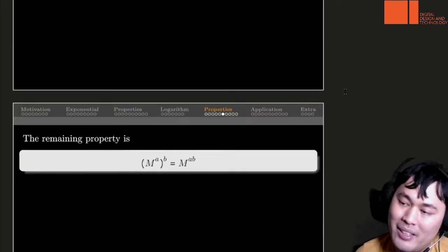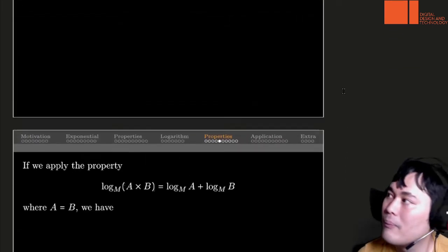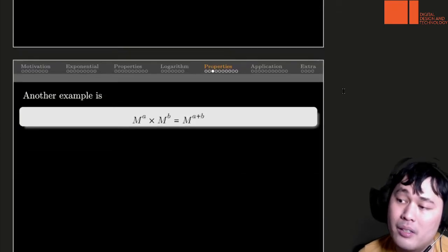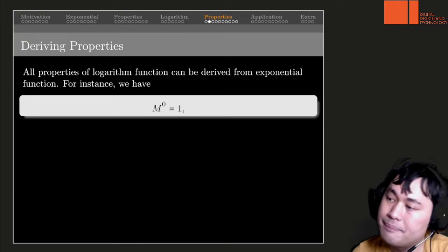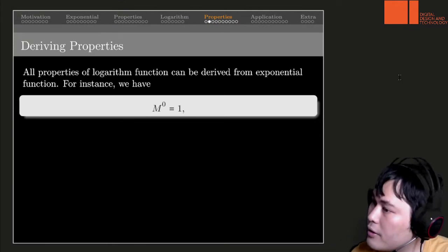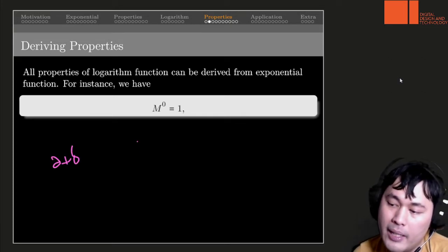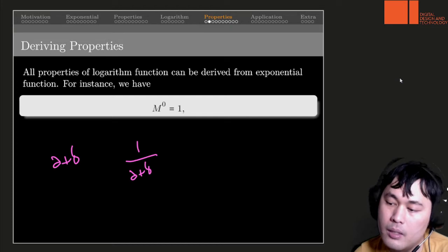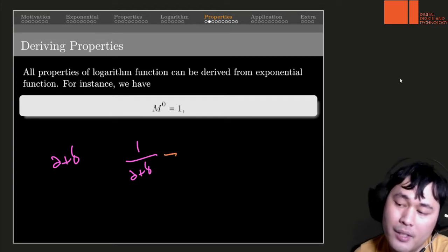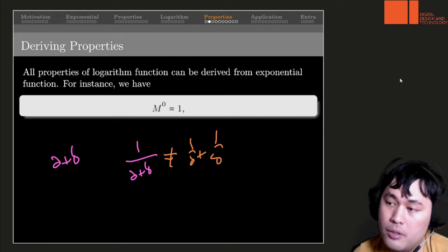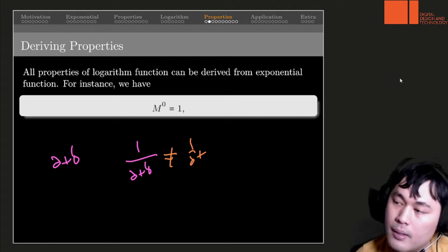But of course, usually these properties are more difficult than the basic properties. For instance, if you have a plus b and you compare that to 1 over a plus b, you can see that you cannot just split them into two fractions. They are not the same.